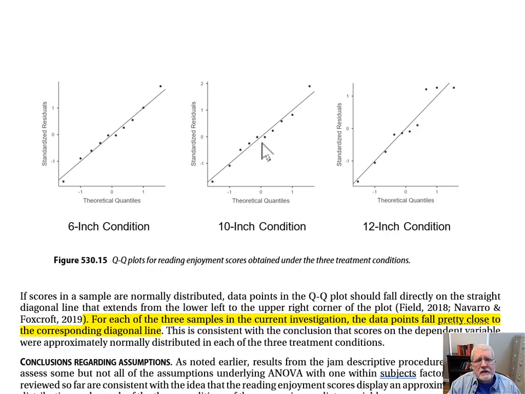Under the 10-inch condition, they're pretty close to the straight line, so it's probably normally distributed. In the 12-inch condition, pretty close to the straight line, so it's pretty close to being normally distributed. For each of the three samples in the current investigation, data points fall pretty close to the corresponding diagonal line.